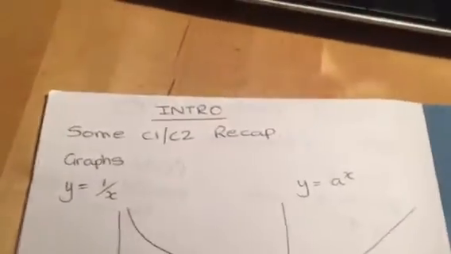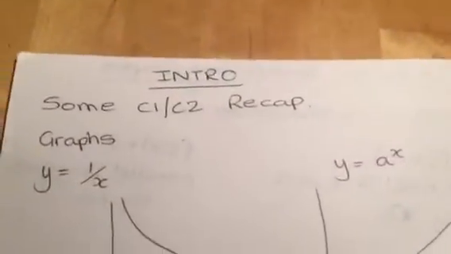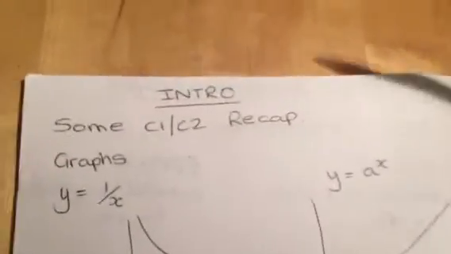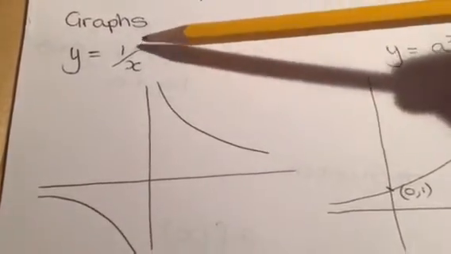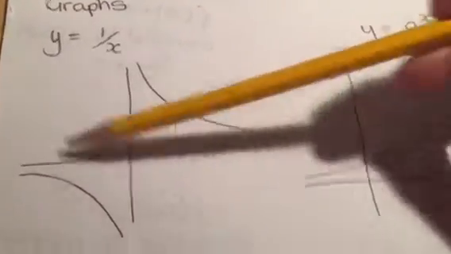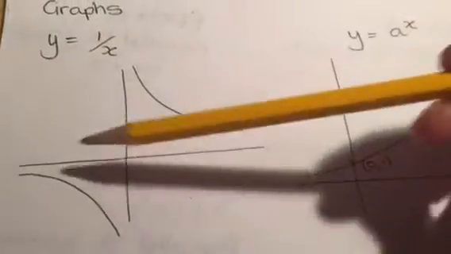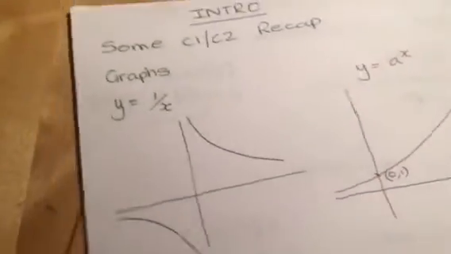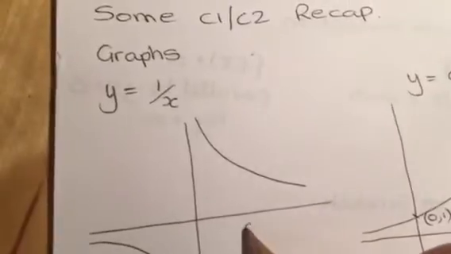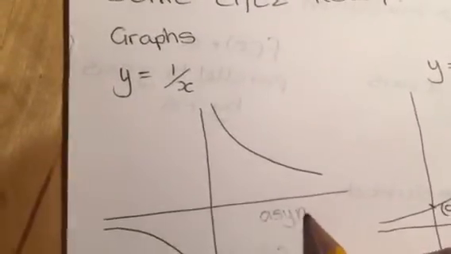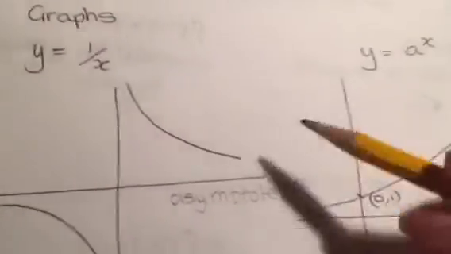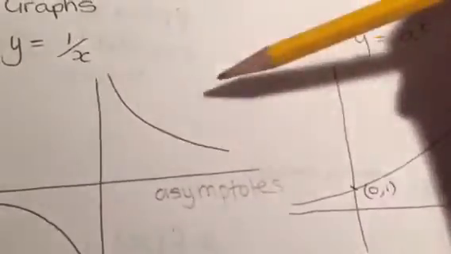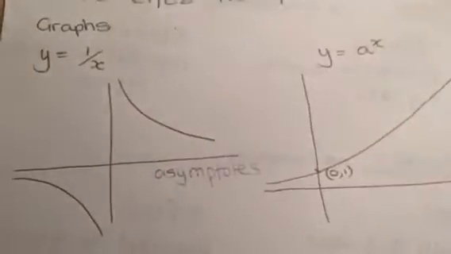So we're looking just at some basic things from C1 and C2, which we'll be using fairly early on in the C3 lessons. First of all, some graphs. You need to remember that the shape of a y equals 1 over x sort of graph comes in two parts with asymptotes along the x-axis and the y-axis. So make sure you draw the asymptotes in first so that the graph doesn't touch.